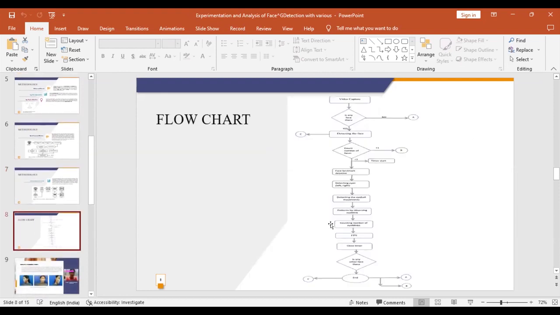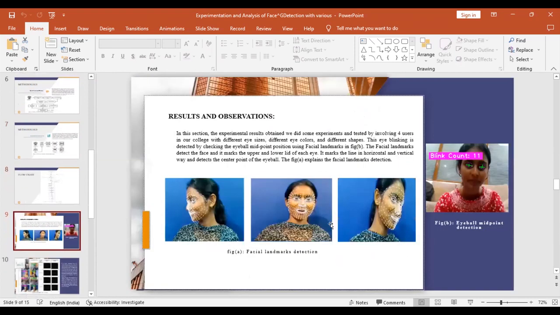And then the flowchart, we are doing that in eyeball detection. The face is detected and then the eyeball is detected. There is a possibility for making that output, we make it. This is the experimentation we did.